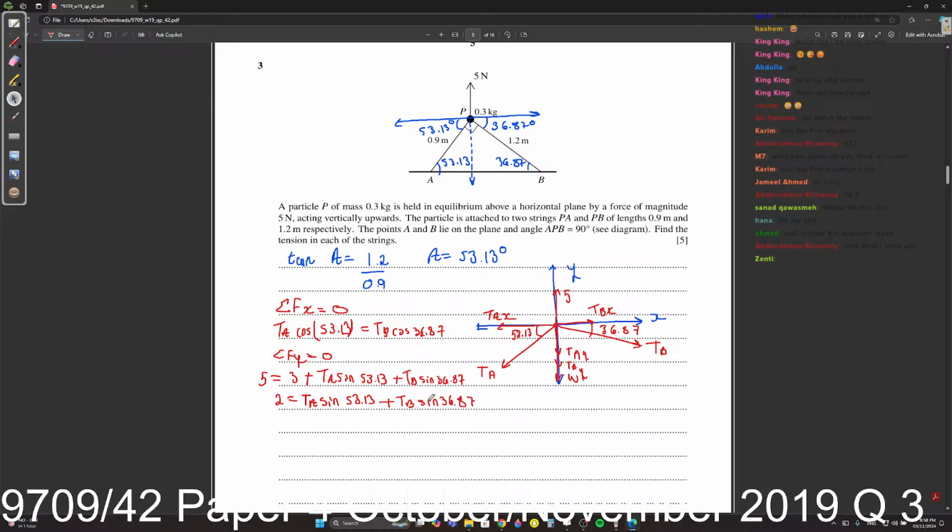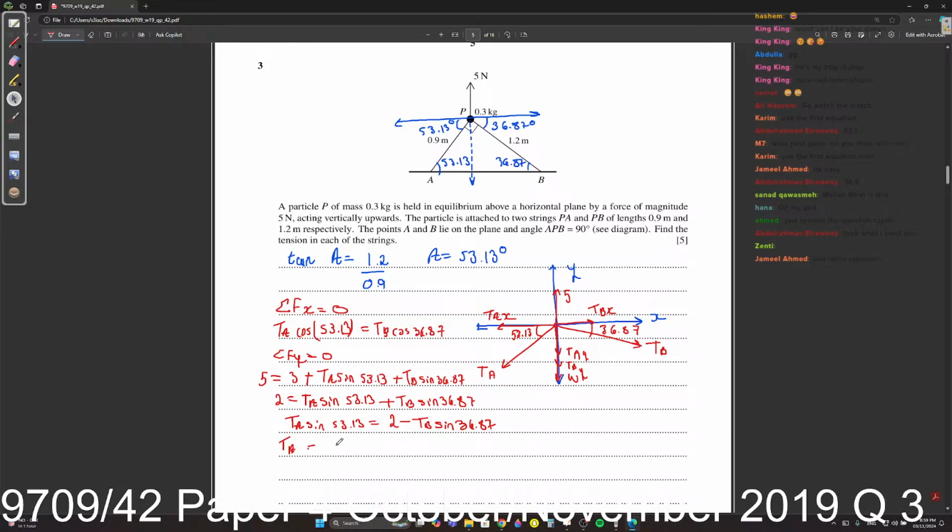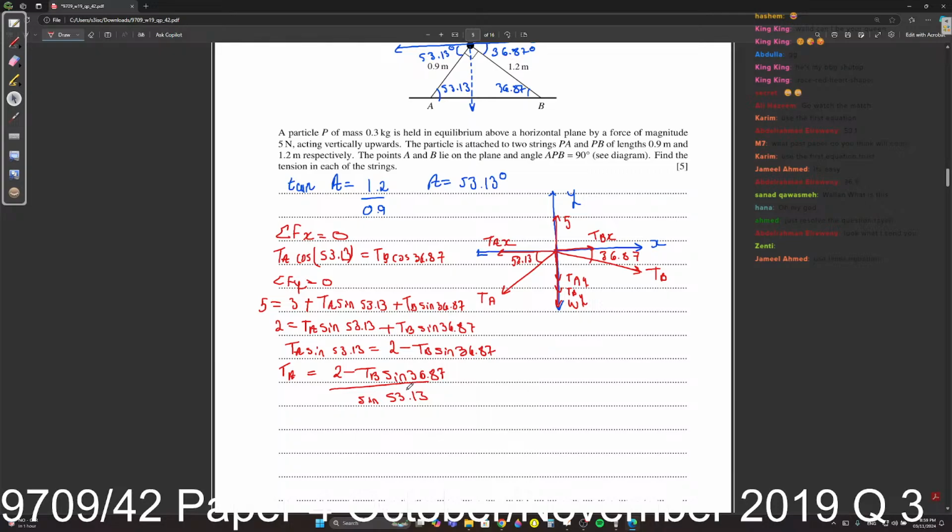I want to find an expression for TA. So it's going to be TA sine 53.13 equal to 2 minus TB sine 36.87. Okay, divide by sine 53.13. You get this. So then here I'll just substitute.